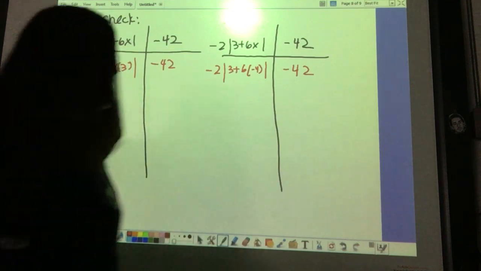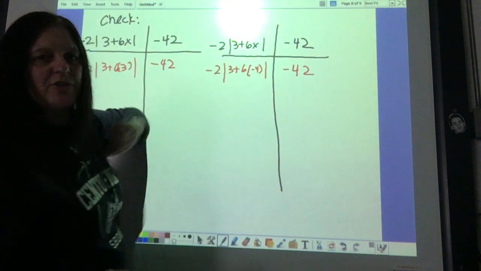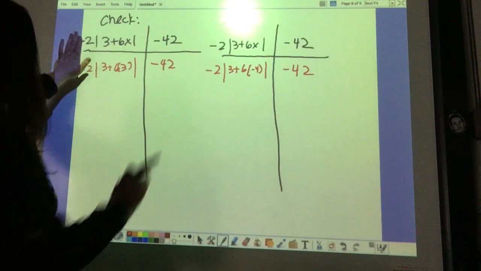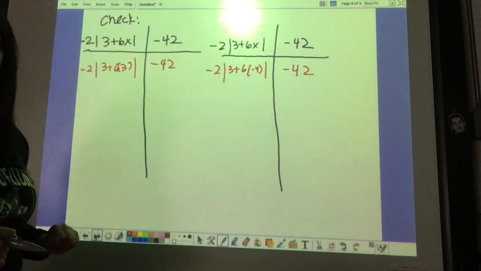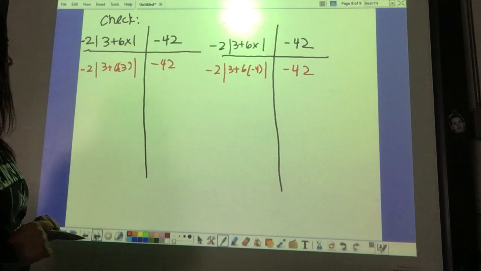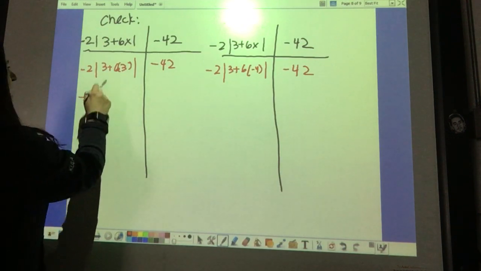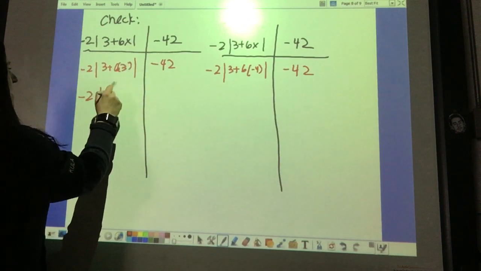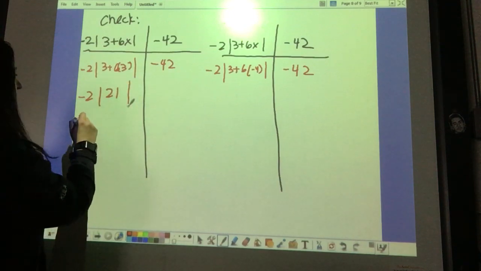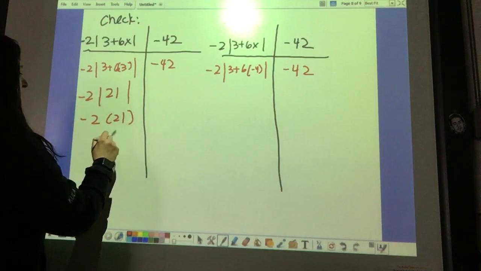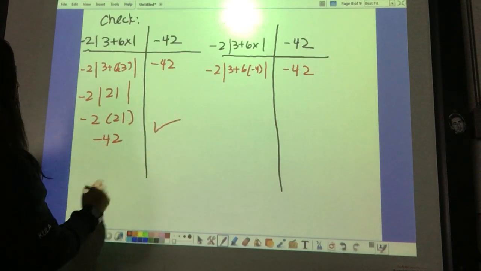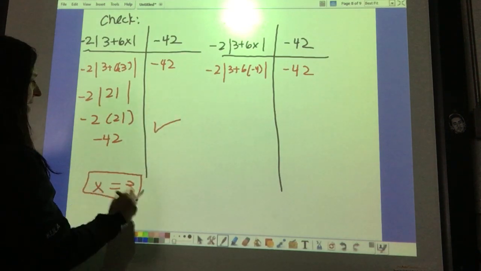Now, the thing I wanted to point out is you should use the original question in your t-chart. I know when we solved, we divided out both sides by negative 2, but you should always use the original question when you test it in the t-chart. So we have 6 times 3 is 18, plus 3 is 21. The absolute value of 21 is 21. Negative 2 times 21 is negative 42. So yep, x equals 3 works and we keep it.